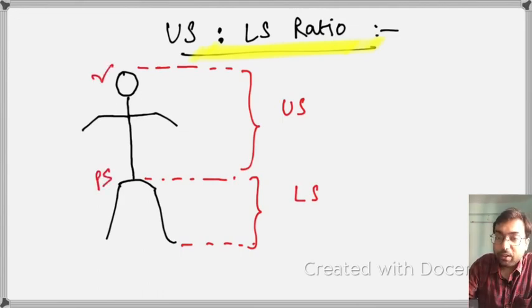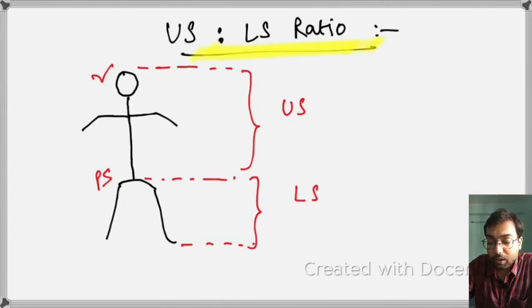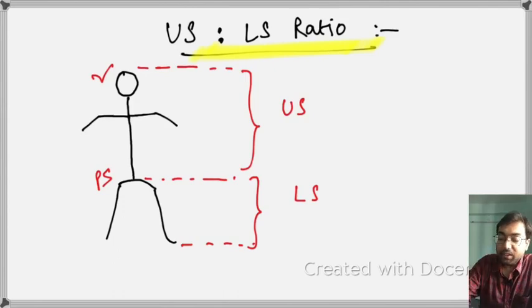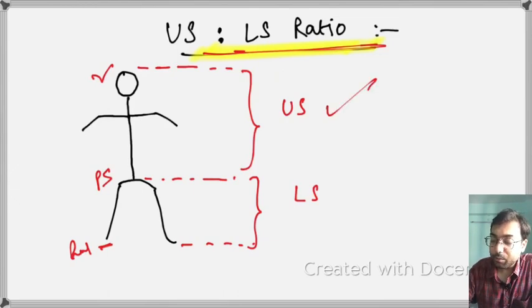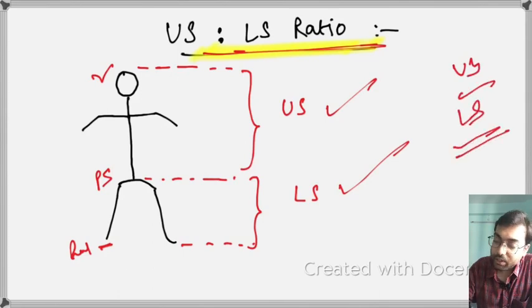So just take an inch tape and measure the length from the vertex to the pubic symphysis, and then ask the child to sit down. When the child sits on the stool, measure the length from the pubic symphysis to the heels of the child, and then you will get your lower segment. This would be the upper segment and this would be the lower segment. Just divide the upper segment by the lower segment and you will get the upper segment by lower segment ratio.